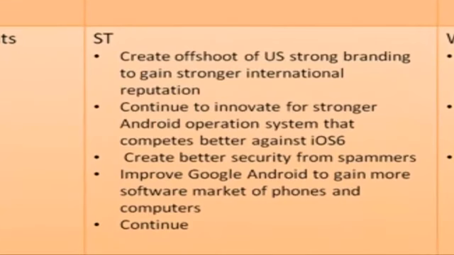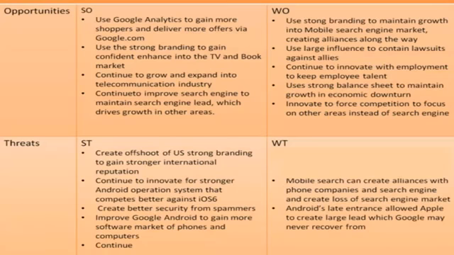Comparing strengths and threats, since there is high competition in the market, Google can continue to innovate for a stronger Android operating system to compete with iOS 6. Google can improve their Android software and make high security to be safe from spammers. Comparing weaknesses and threats, Google creates alliances with phone companies, due to which it creates loss in the search engine market. It has less influence in the market than Apple, which resulted in Apple being the leading company.